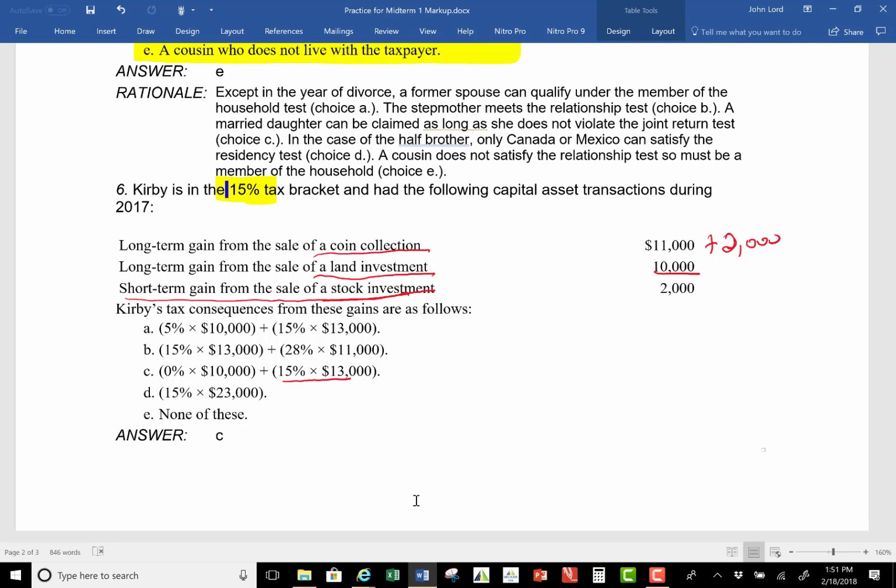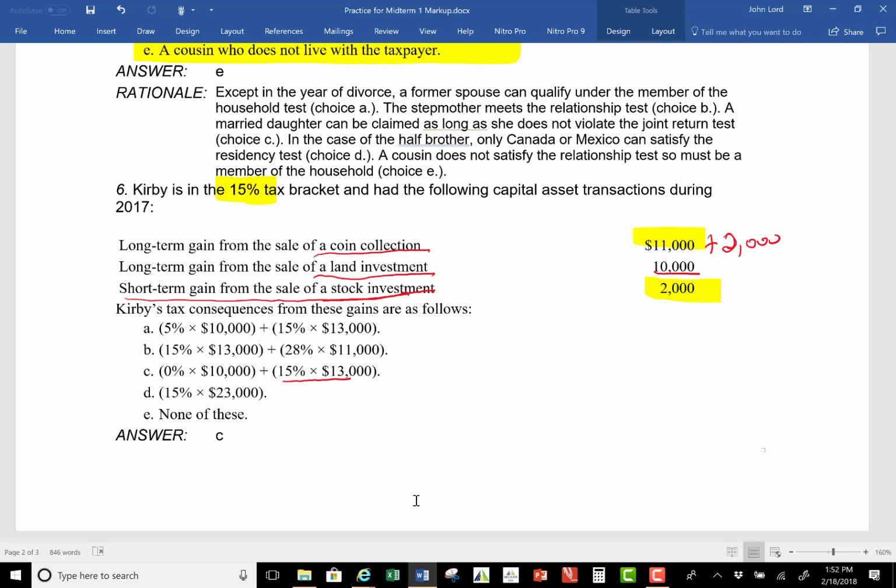It is simply the short-term gain, and then we pick up this amount from the coin collection, since it would have been at 28%, the potentially more favorable rate that we looked at on that page from the book a minute ago. Then we tax it at his regular rate, which is 15%. And of course, for short term, you just use the regular rate. So that's why we put those two together.